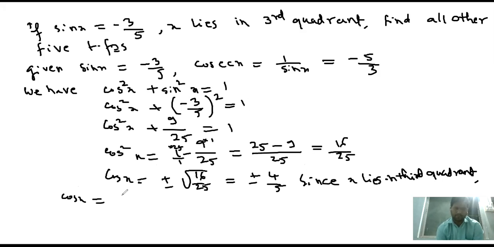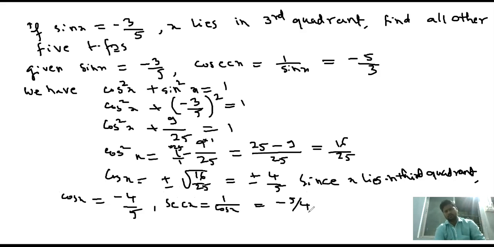In the third quadrant, only tan x and cot x are positive. Cos x should be negative, so we take minus 4 by 5. The cos x value is minus 4 by 5. If you know cos x, we can find its reciprocal, that is sec x. You know the definition of sec x, 1 by cos x, so it is equal to minus 5 by 4. Now we have sin x, cosec x, cos x and sec x. The four functions are calculated.